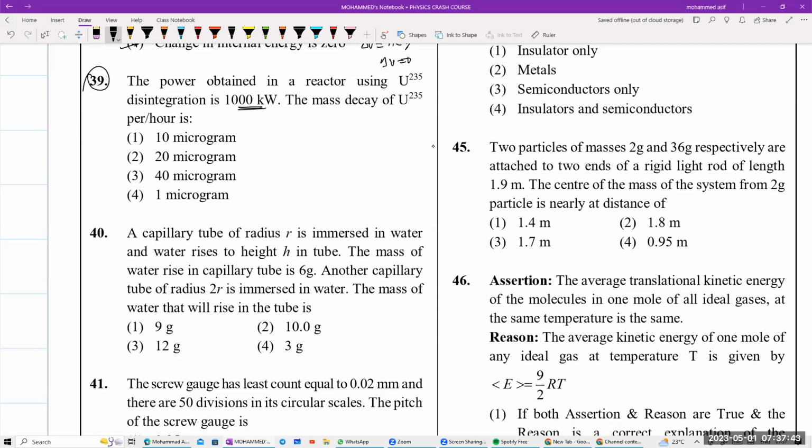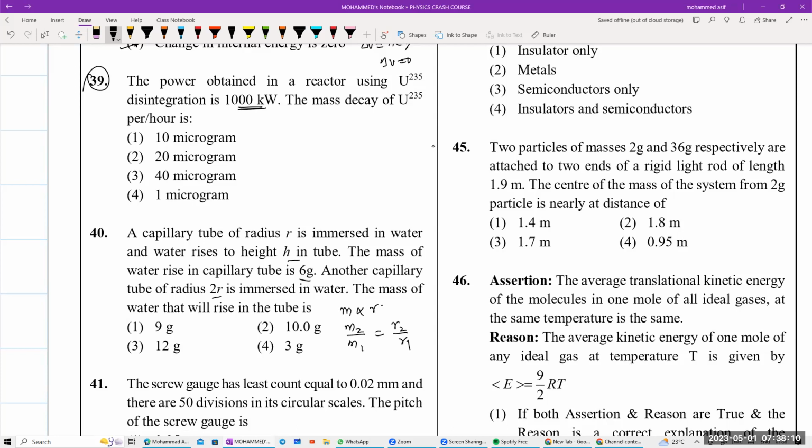A capillary tube of radius r is immersed in water and water rises to a height h in the tube. The mass of the water raised in the capillary tube is 6 grams. Another capillary tube of radius 2r is immersed in water. The mass of the water that will rise in the tube will be equal to how much? I already told you a number of times. In the capillary tube, mass is directly proportional to the radius. So right now m2 divided by m1 will be equal to r2 divided by r1.